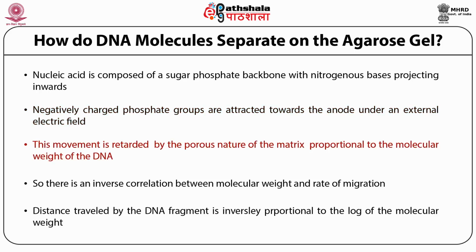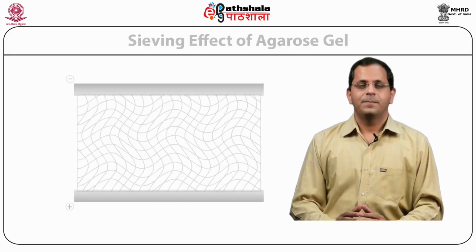This retardation in movement is governed by the molecular weight of the DNA, considering that the charge to mass ratio remains uniform. So, the smaller the DNA, the more quickly it will traverse through the pores and reach further down the gel, ultimately leading to a size-based separation. So, there is an inverse correlation between the molecular weight and the rate of migration.